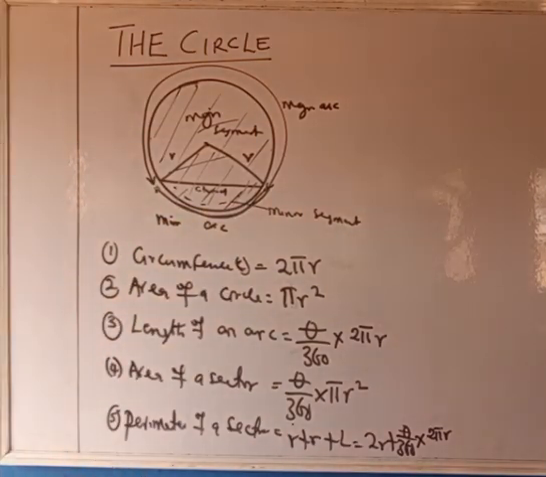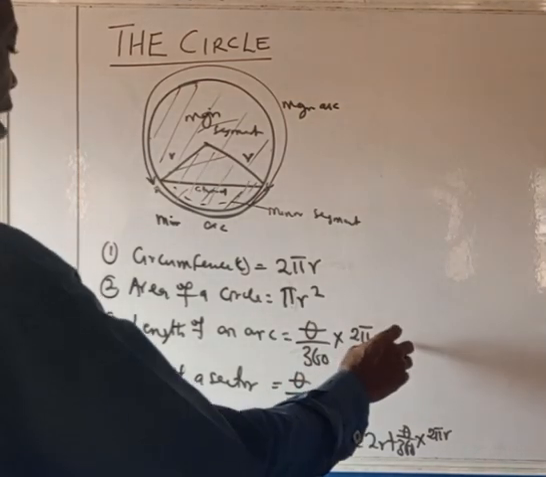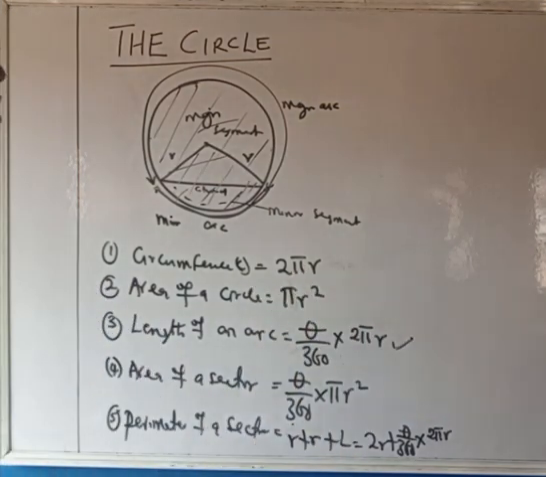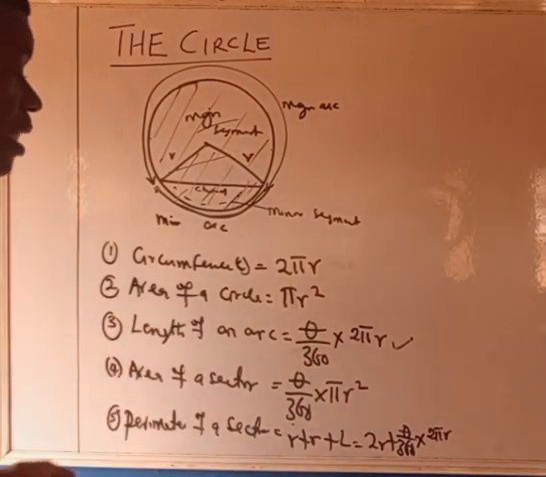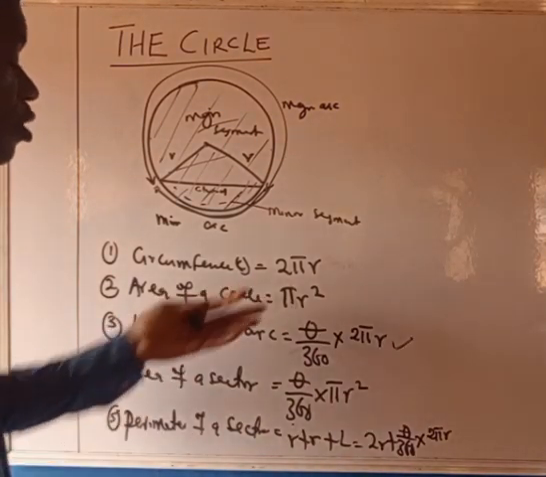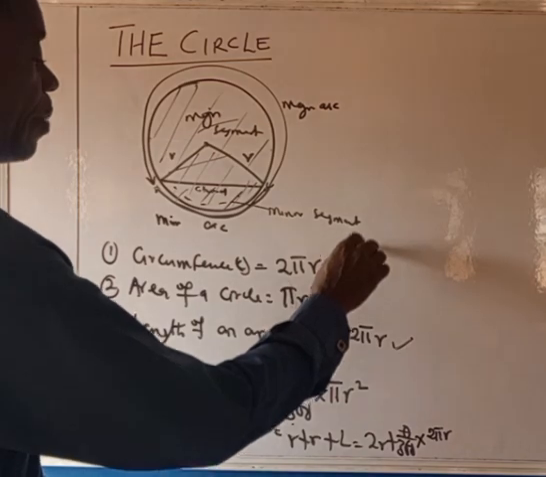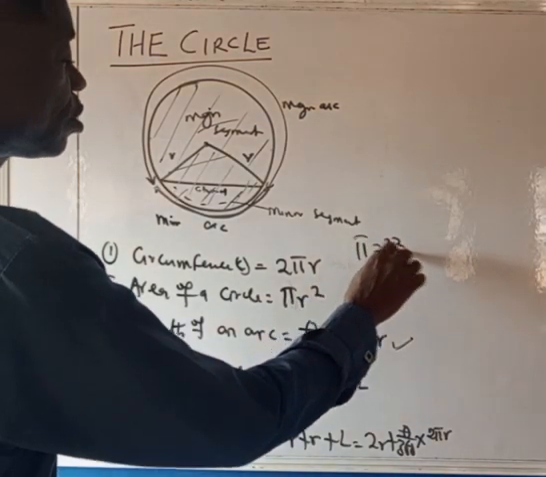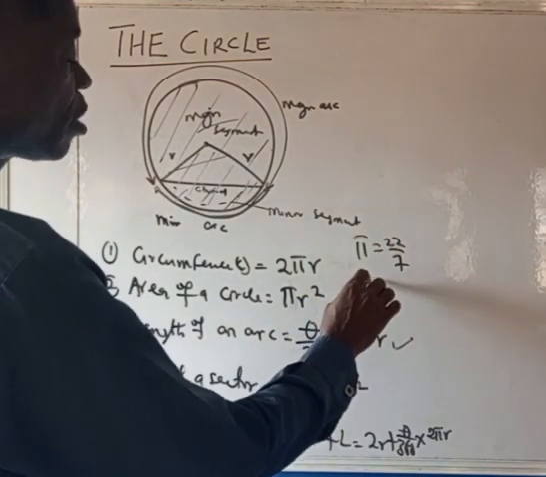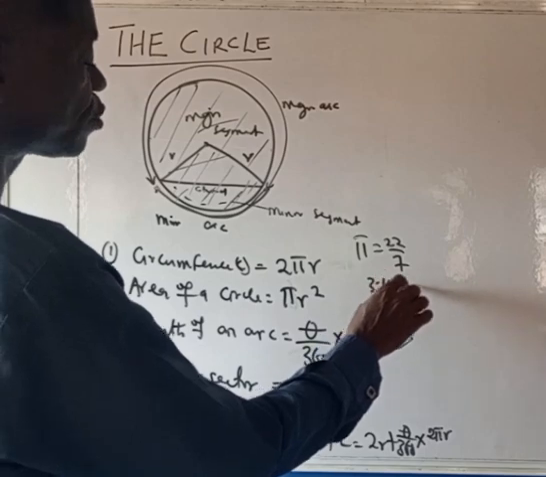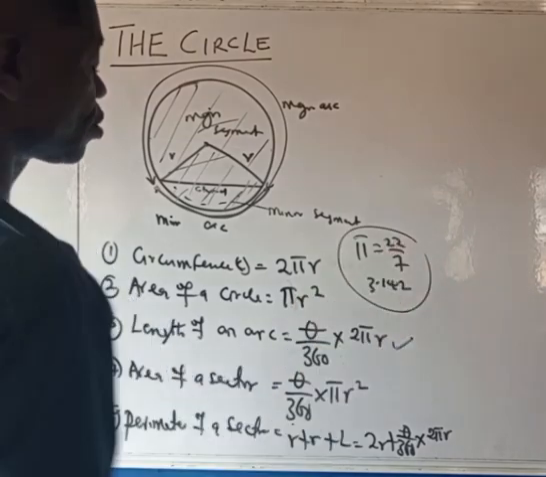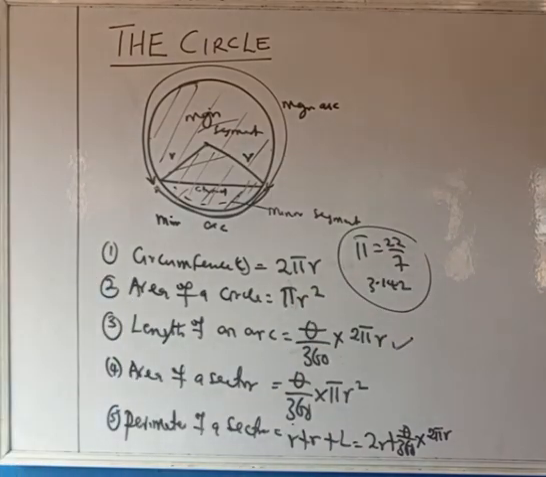So in this class today, we want to talk about the length of this arc. The circumference, also called the perimeter, can easily be found. Usually our pi is equal to 22 over 7, a constant, or 3.142. These are the two values of pi. Now I want to look at the length of an arc.